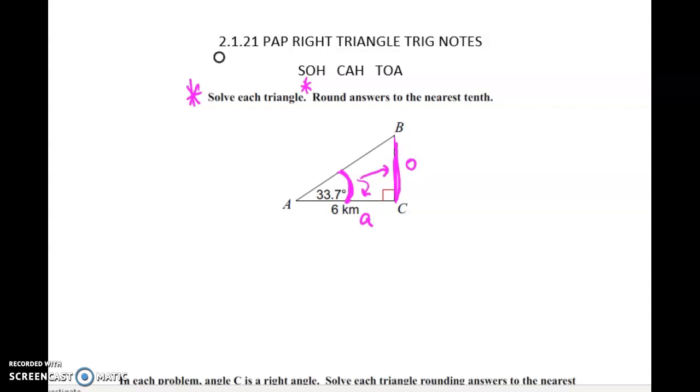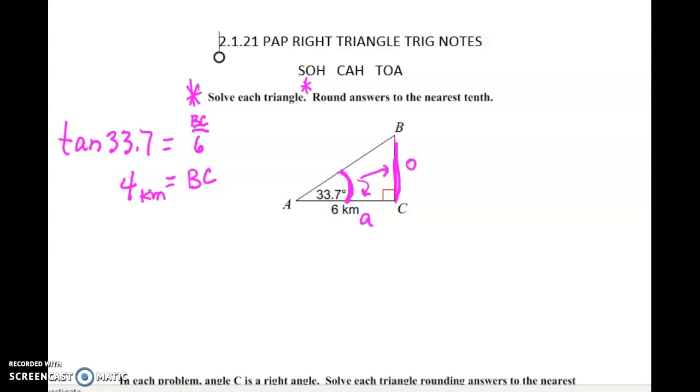So let's try to find the opposite leg, and we have the adjacent leg from the given angle. Opposite and adjacent, that would be tangent. So we write tangent of the 33.7 degree angle equals the opposite leg, which is segment BC, over the adjacent leg, which is 6. I'm going to multiply both sides by 6 and make sure my calculator is in degree mode. And I end up with BC equals 4.00. So we'll say 4 kilometers.